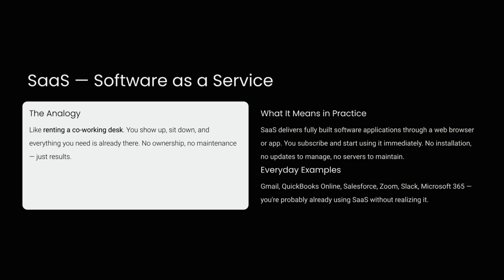SaaS, or Software as a Service, is like renting a co-working desk. The provider delivers fully built applications you access via a browser or app, with no maintenance needed. Everyday examples include Zoom, Slack, and Microsoft 365.